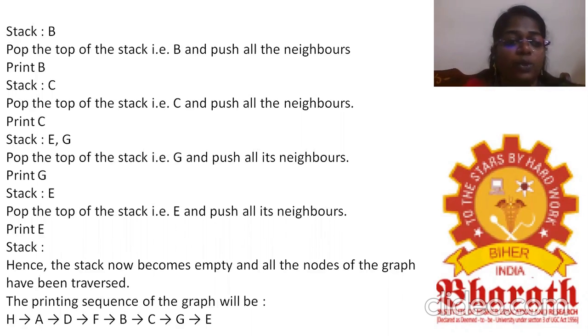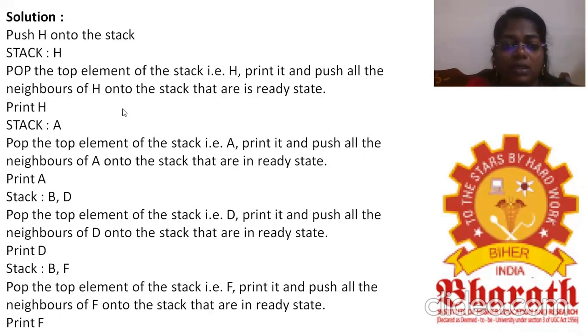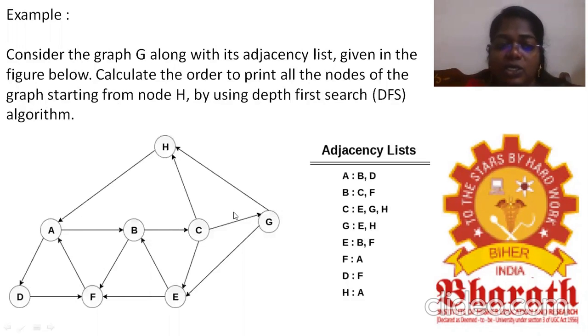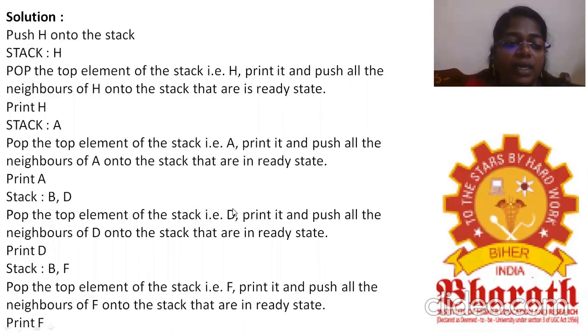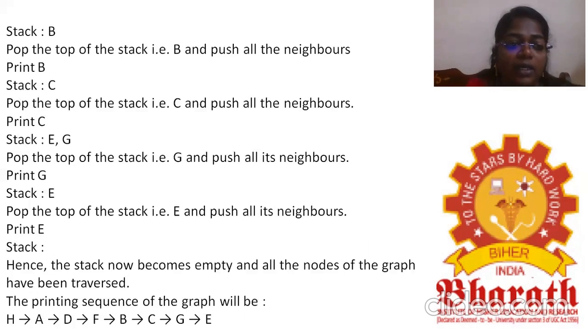So we have to print G and we have to pop the element G out from the stack. After taking out G from the top of the stack, the stack will be having only E. And what we have to do, we have to check for the neighbor nodes of G. So now we will check the adjacency list, that is E and H. E is already in the stack and H is already visited.